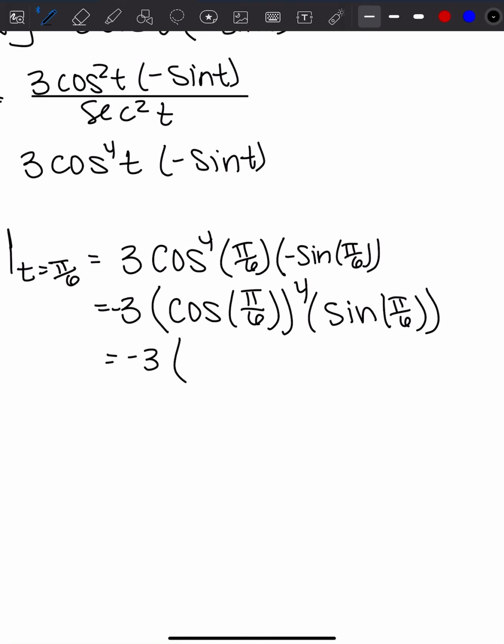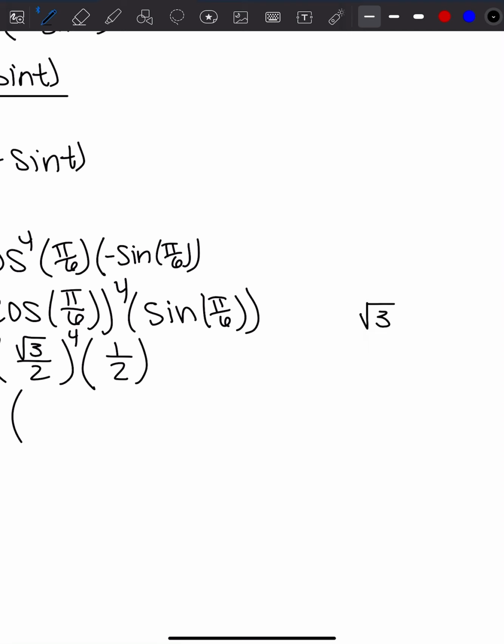Cosine of pi over 6 is going to be that 30-degree mark. So for 30 degrees, we have an x value of the square root of 3 over 2, and a y value of 1/2. That square root of 3 over 2 is still being raised to the 4th power. So we have negative 3 times the square root of 3 to the 4th over 2 to the 4th.